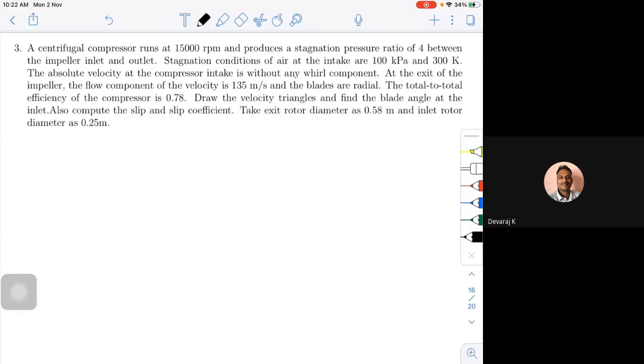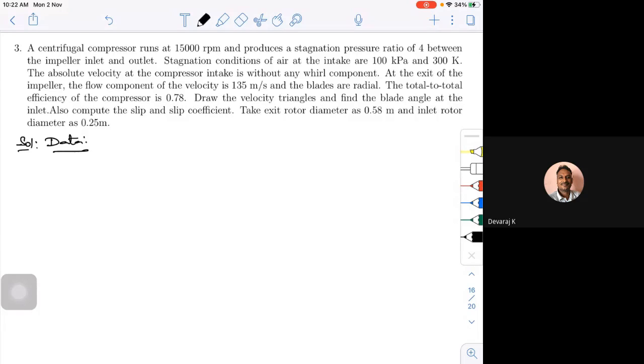Take exit rotor diameter as 0.58 and inlet rotor diameter as 0.25. So this is what they have given in the numerical. So we'll try to solve this. Okay, let's write the data that is given. Solution, the data that is given. They have given speed as 15,000 RPM.